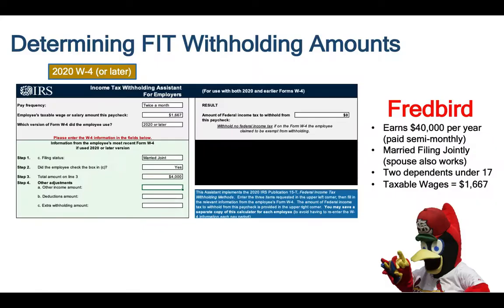If we do that here for Fredbird, twice a month is the pay frequency, semi-monthly. The wage amount is $1,667. It's 2020 or later. He's married filing jointly. He did check the box, and the amount is $4,000 on line 3. It tells us that the withholding amount should be 0. So whether we use the wage bracket, the percentage, or the assistant, we should arrive at basically the same answer as we do with the pre-2020s. These are the three ways we can do it.